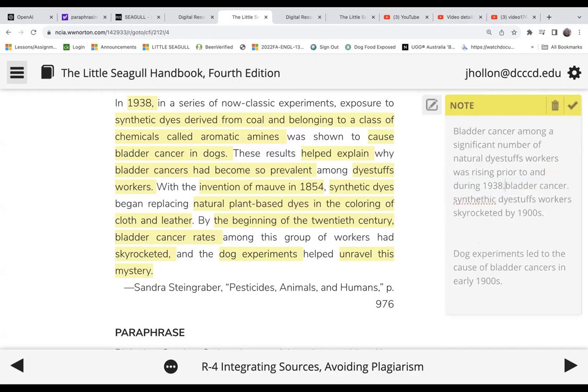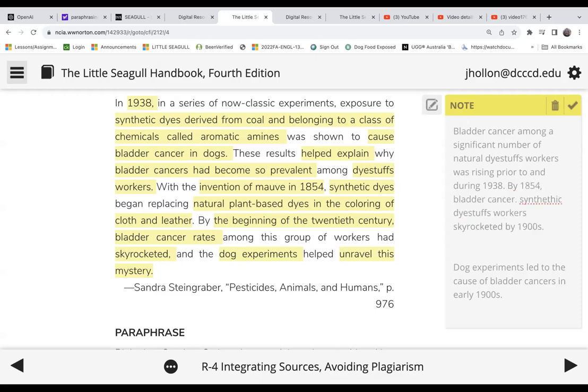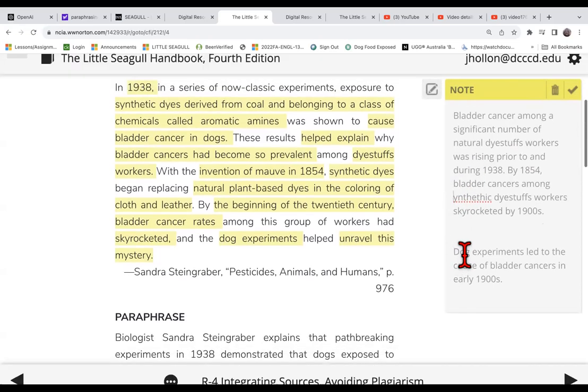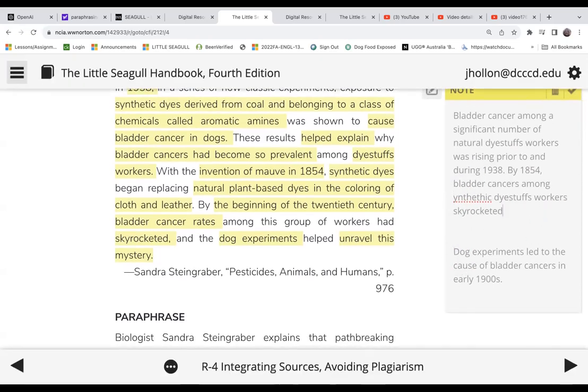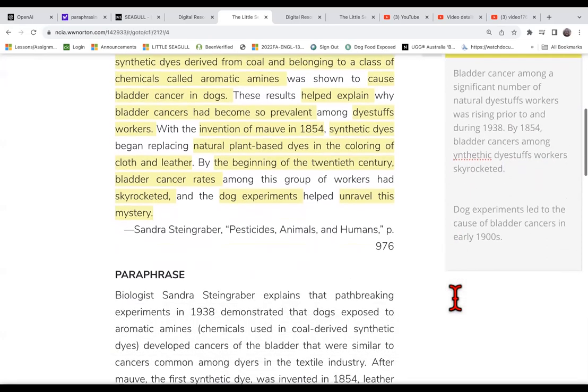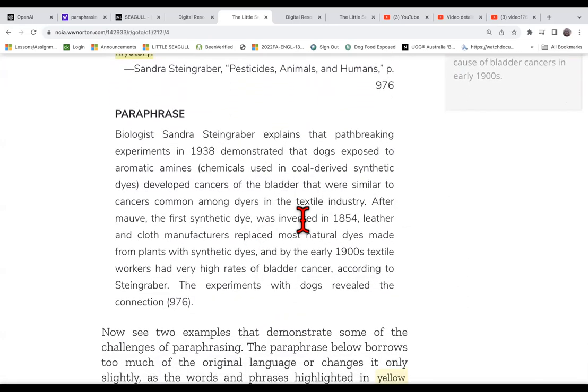All right. By the 1854, bladder cancers among synthetic dye substances skyrocketed. Okay. Then I just say dog experiments led to. Okay, here we go. All right.